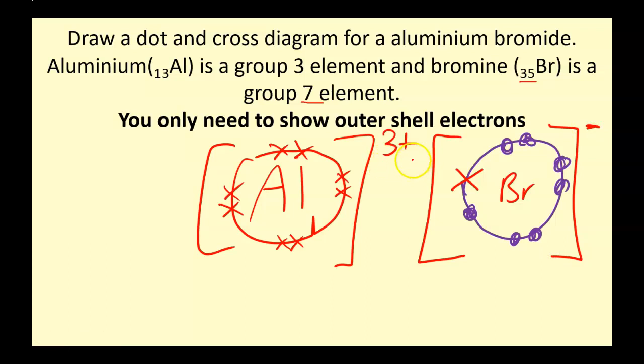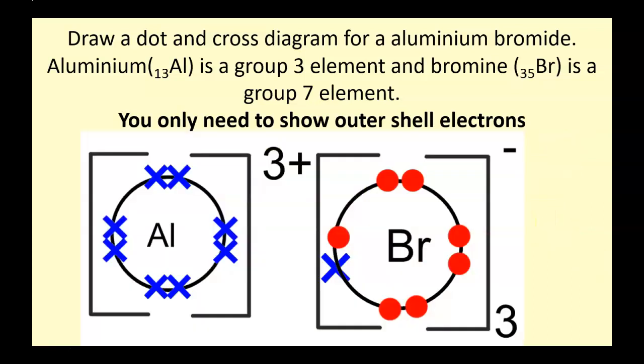Now we've got a 3+ ion and a minus, so to balance charge we will need 3 negative ions to balance out the 3+ charge. So we've got 3 bromide ions for every aluminium ion. And here is a diagram which shows it nice and neatly.